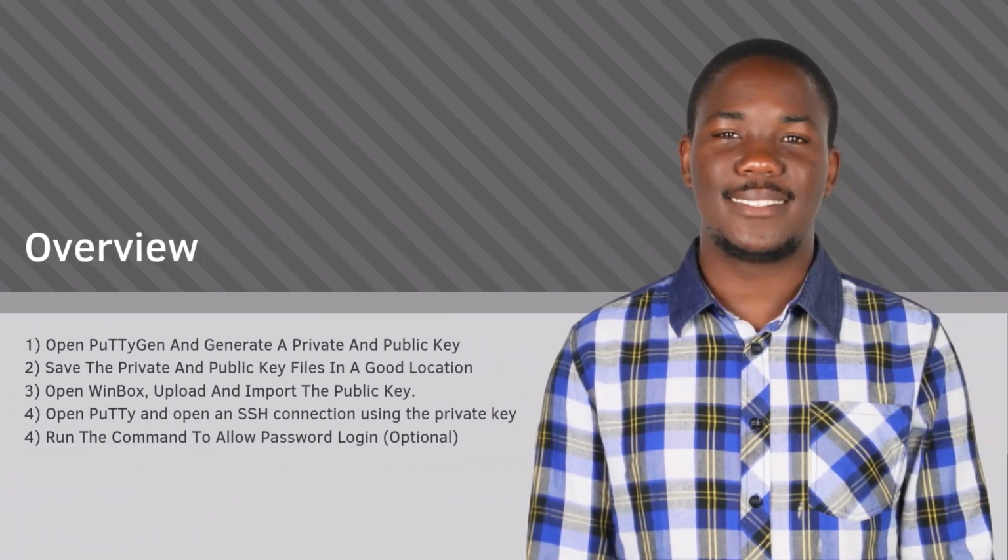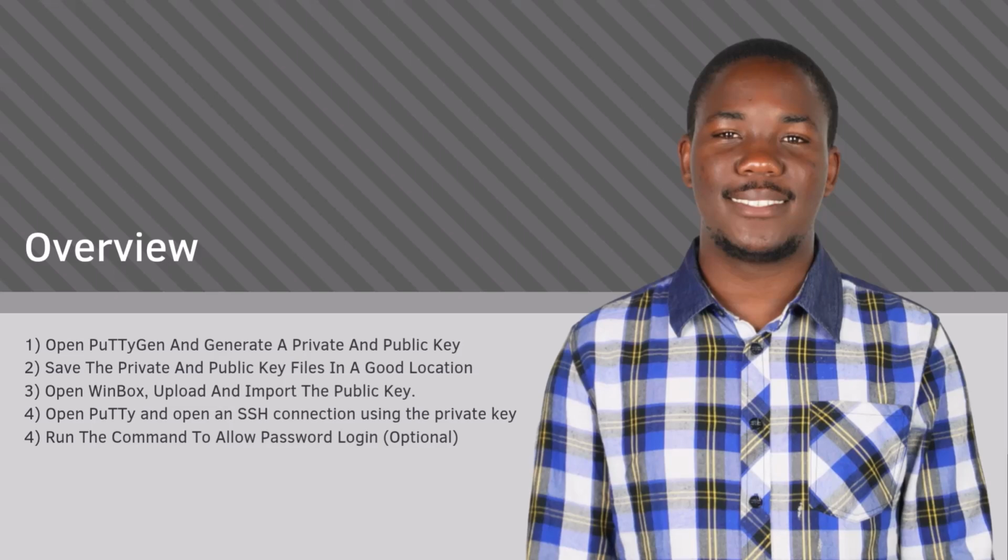First, I'm going to show you how to generate a private and public key using PuTTYgen. Then we'll proceed to save the private and public key files in a good location. We'll open up Winbox and upload and import the public key. Then we'll open up PuTTY and open an SSH connection using the private key. And finally, I'll show you how you can allow password login even after you've securely configured key-based authentication.